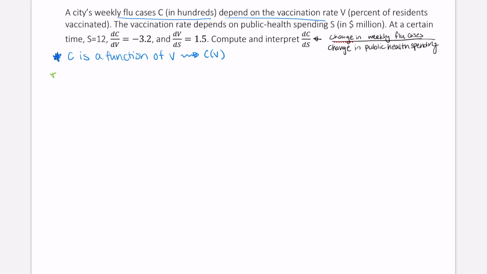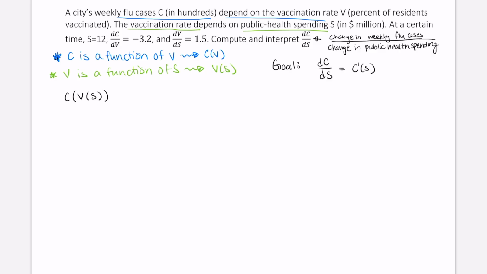Now, what about V? The vaccination rate, V, depends on public health spending, S. So V is a function of S. So we would write V of S. And remember, our goal here is dC over dS, which is really just C prime of S. So we're going to have to use the chain rule here because remember, C is a function of V and V is a function of S. So let's go ahead and apply the chain rule.